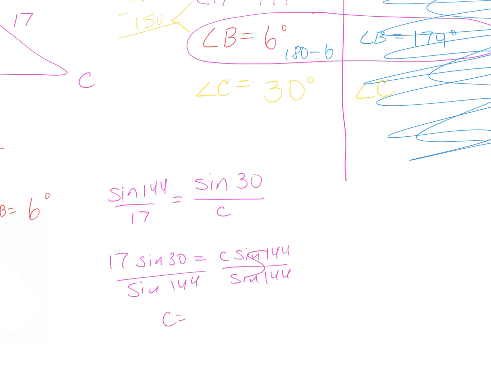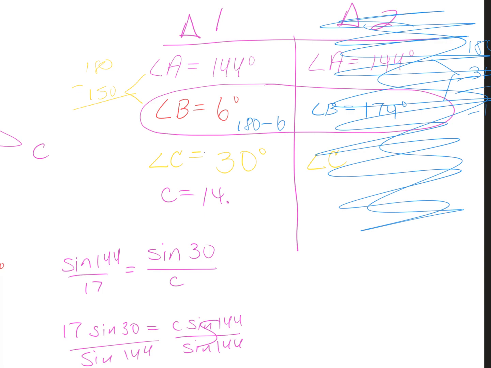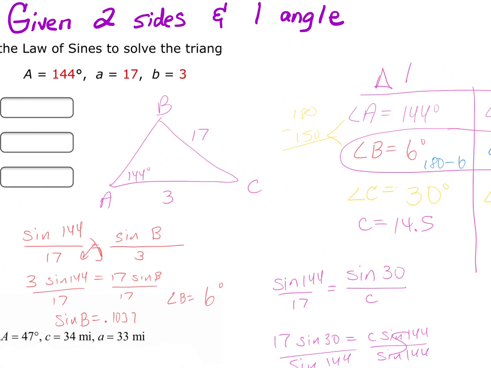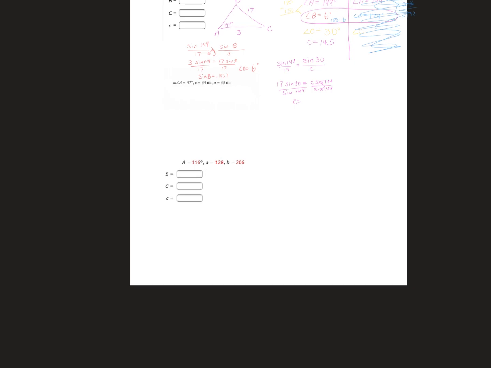And what does C equal? 17 times the sine of 30 divided by sine 144. What'd you guys get? Round it to one decimal place. 14 point. Okay, so 14.5. And what was the unit? There wasn't one. So 14.5. All right. Let's move on to the second example that I have here.